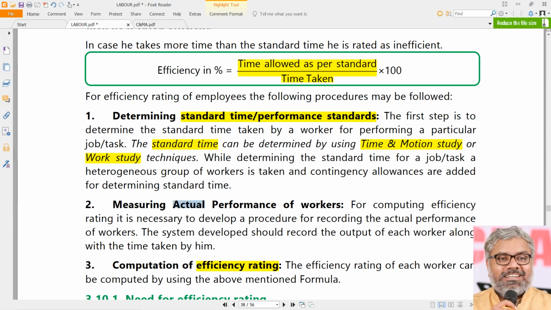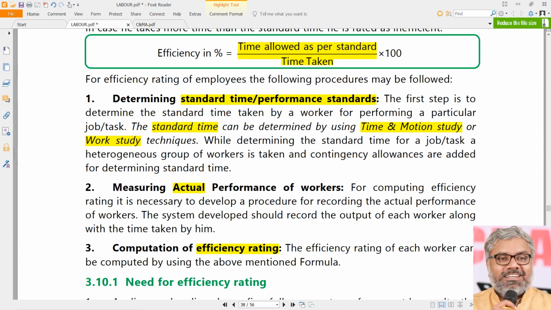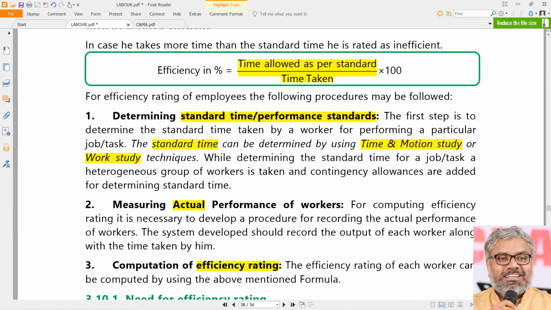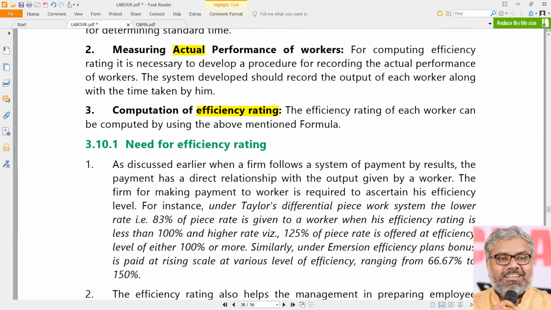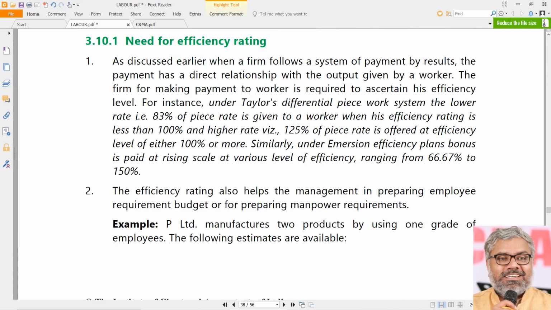Once you have a standard, you have to measure the actual performance of the workers naturally and compare the two. If the actual time taken is less than the time that was allowed, the worker is said to be efficient. If the actual time taken is more than the time allowed, then the worker is said to be inefficient. That's what efficiency rating is all about. And what is the need for efficiency rating? Ultimately, to fix some kind of bonuses, additional payments, incentives to the workers.